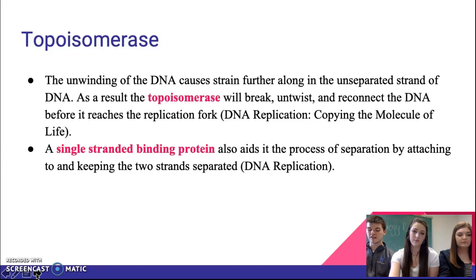Topoisomerase. The unwinding of DNA will cause strain along the unseparated portion of the double helix. In order to avoid this strain, the enzyme topoisomerase will break, untwist, and reconnect the DNA before the helicase separates it at the replication fork. Single-stranded binding proteins also help during the unwinding and separation process by coating the strands near the replication fork, which prevents the 2 separated strands from reconnecting.